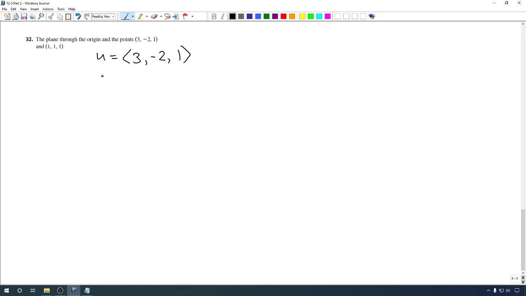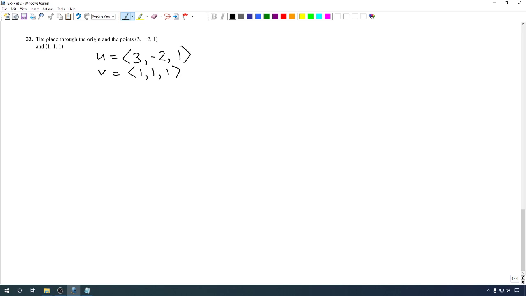Same thing with going from the origin to 1, 1, 1. We're going to get another vector, which I'll call v, which is 1, 1, 1. These are two vectors that are in the plane. These are parallel to the plane. We need a vector that is not parallel, but perpendicular. So we need a vector that is perpendicular to both of these two vectors.